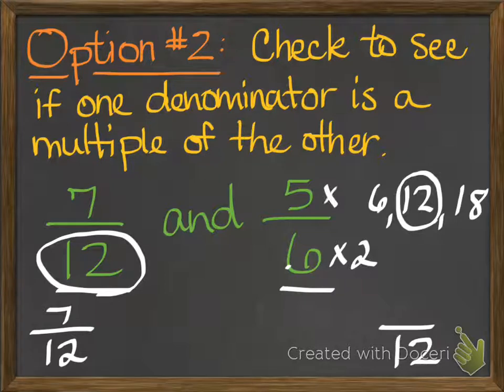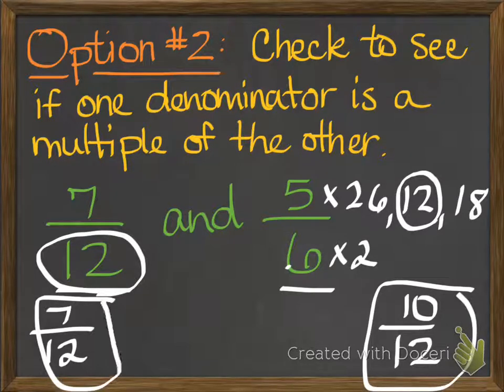Whatever I do to the bottom, I have to do to the top. So 5 times 2 is going to equal 10. So now I have the fraction 7/12 and I have the fraction 10/12. They have a common denominator. The 12 is the same denominator in both fractions. Okay, so you can just check, see if one denominator is a multiple of the other one, and that's a real easy way to see.